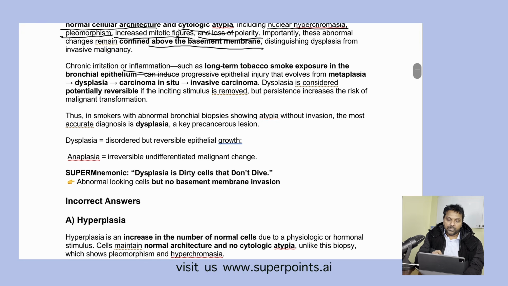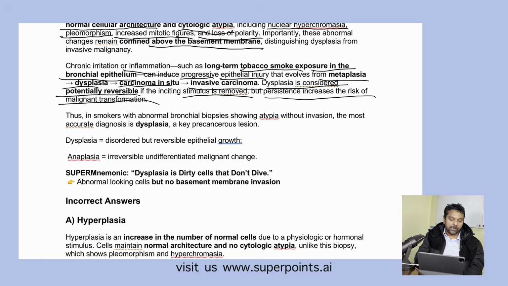Chronic irritation or inflammation, such as long-term tobacco smoke exposure in the bronchial epithelium, can induce progressive epithelial injury that evolves from metaplasia, dysplasia, carcinoma in situ, invasive carcinoma. So metaplasia becoming dysplasia, that is becoming carcinoma in situ, and that is becoming invasive carcinoma. So dysplasia is considered potentially reversible if the inciting stimulus is removed, but persistence increases the risk of malignant transformation.